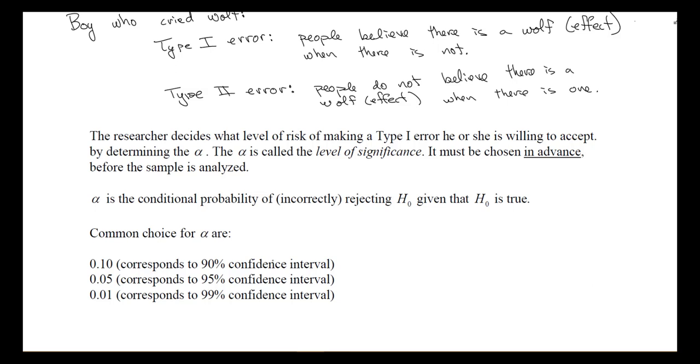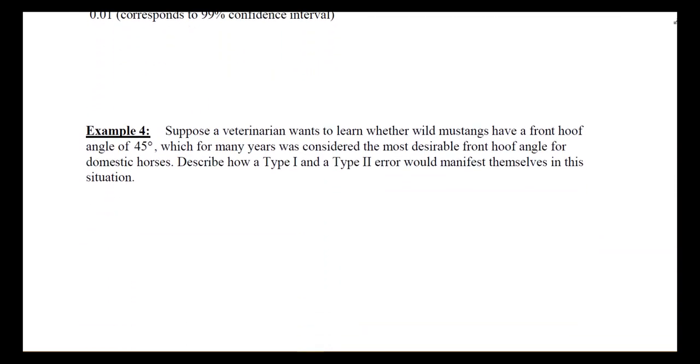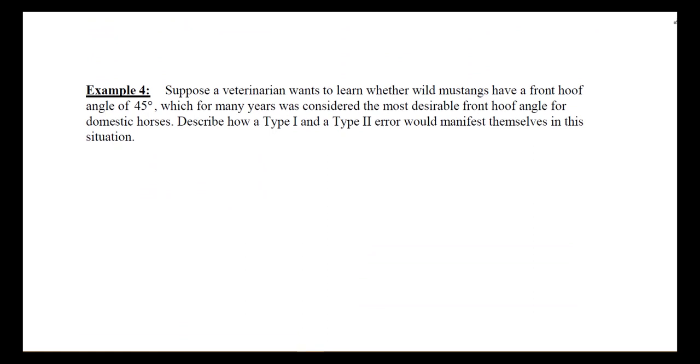Okay, let's see if we can describe type 1 and type 2 errors for a couple of situations. Suppose we have a vet who is trying to study whether wild Mustangs have a front hoof angle of 45 degrees, which is considered standard, most desirable for domestic horses. We want to figure out what a type 1 and type 2 error would look like in this situation. First, we want to write down our H0 and our H1. My mu is going to be the population mean hoof angle for all the Mustangs, so that's the whole population of the Mustangs.